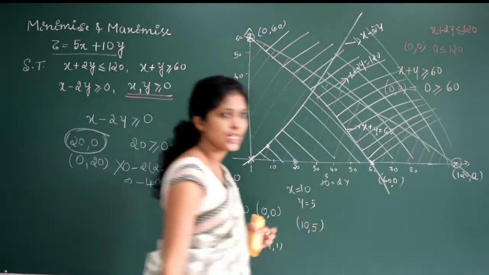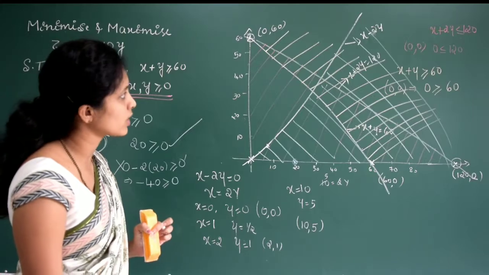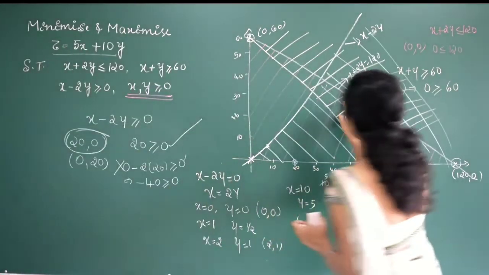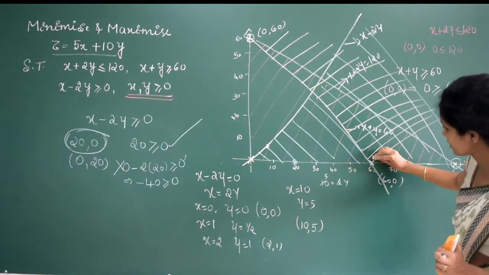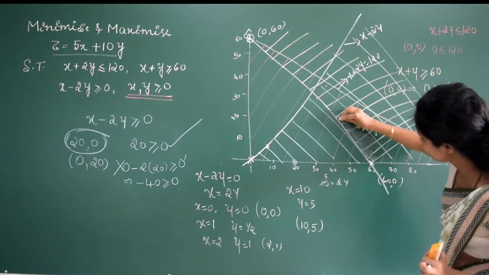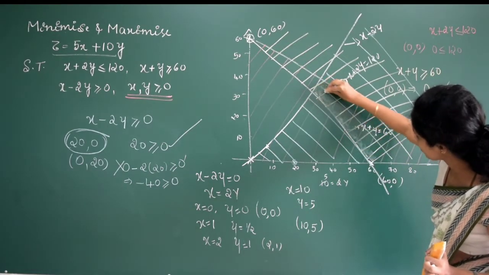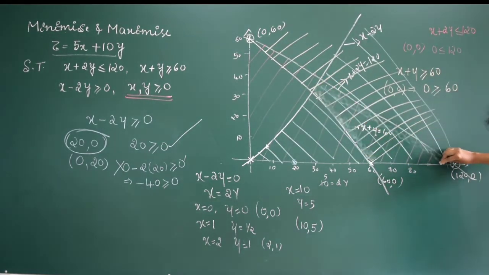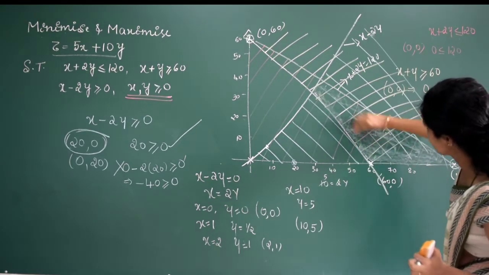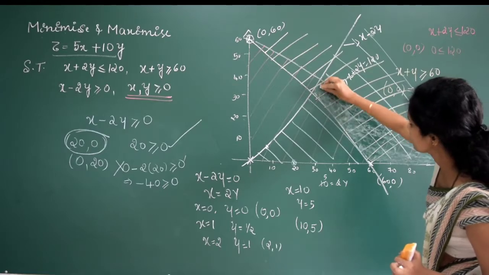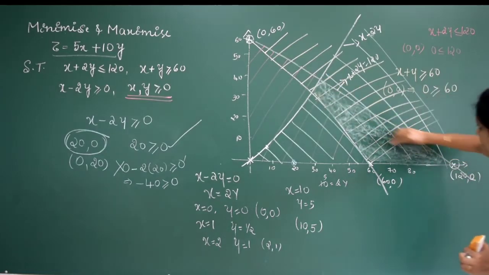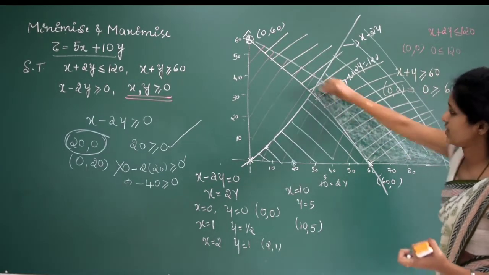Now can you say which is the common region for all the three? See here, you can see this one. This is a common region. Shade this. See here, this will be the common region for all the three. Yes, so this is the common region.